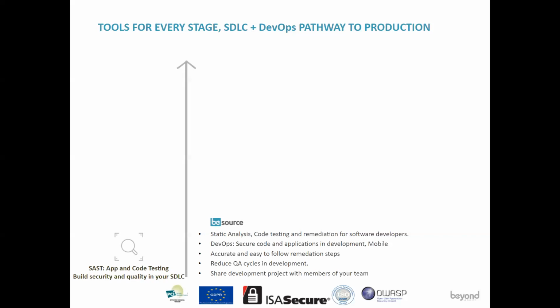Now, another nice thing about beSource is that it doesn't require you to compile your application at all. So you can take raw source files and just scan them, see where you are. You don't need to create a version. You don't need to generate anything. You just take the source code that was written, and there you go. You scan it, get the results.